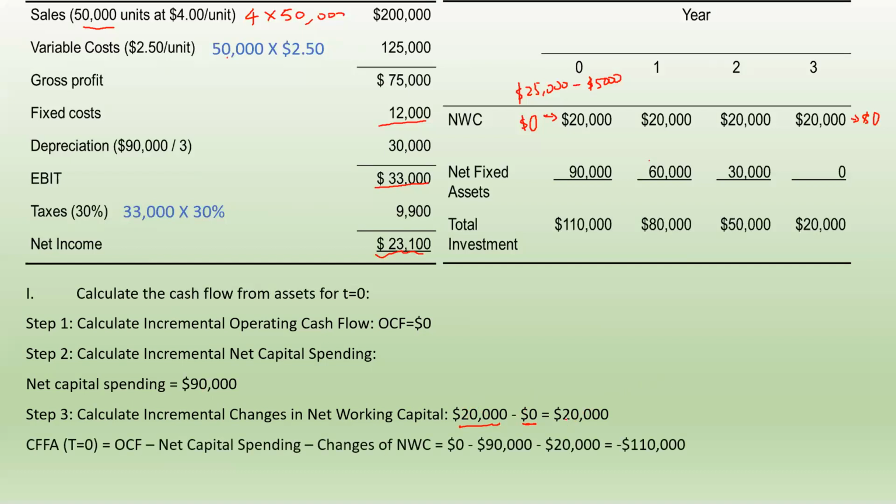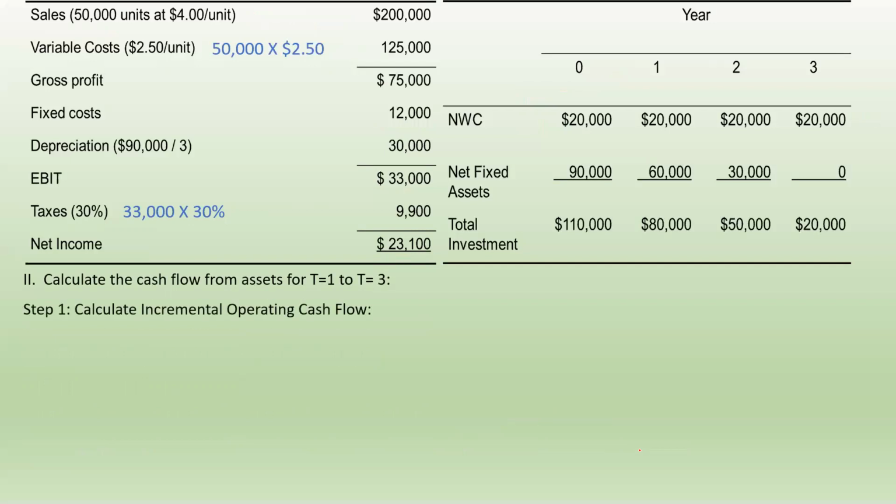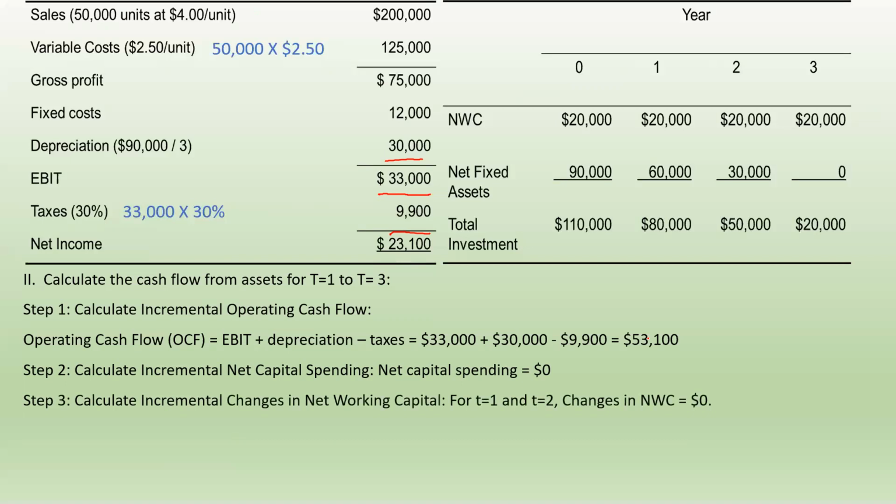The cash flow from assets will be operating cash flow 0 minus net capital spending minus the changes in net working capital, which is negative 110,000. For year 1 to year 3, the incremental operating cash flow equals earnings before interest and tax, add depreciation, and minus tax. So it's 53,100. Incremental net capital spending, there's no net capital spending over these 3 years.